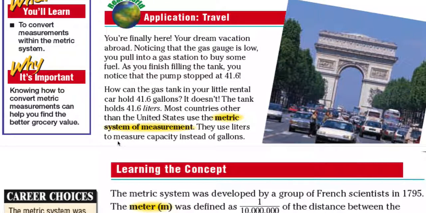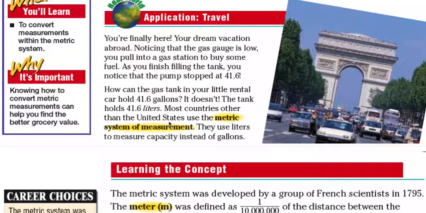You're finally here, your dream vacation abroad. Noticing that the gas gauge is low, you pull into a gas station to buy some fuel. As you finish filling the tank, you notice that the pump stopped at 41.6. How can the gas tank in your little rental car hold 41.6 gallons? It doesn't. The tank holds 41.6 liters.